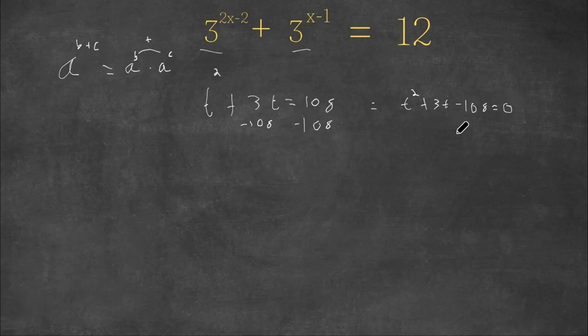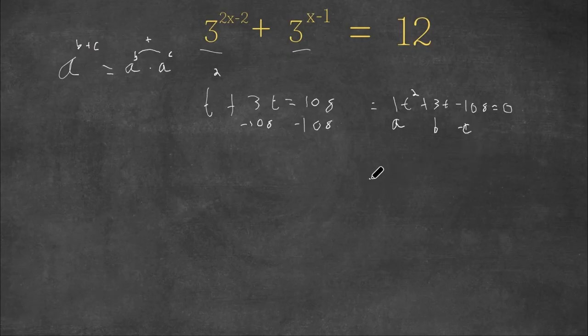So why don't we find our values using the quadratic formula, which is negative b plus or minus the square root of b squared minus 4ac, all over 2 times a. So in this case, 1 is going to be a, because remember, a, b, and c are all coefficients. 3 is going to be b, and negative 108 is going to be c.